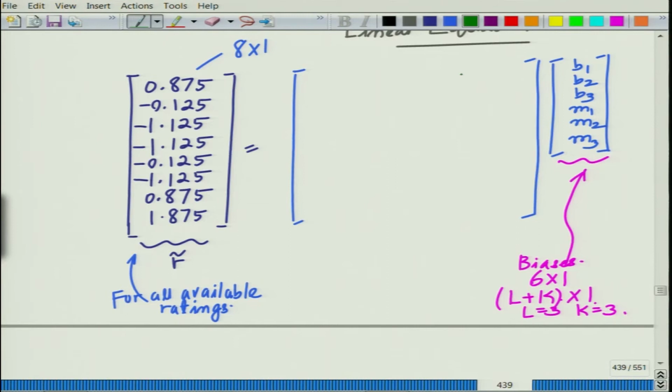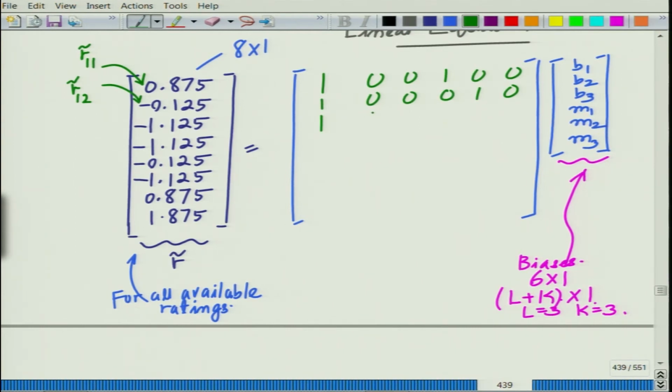And you have the matrix which relates these R tildes to these biases. Okay. So, essentially you have 0.875 equal to B 1 plus M 1. So, I will have 1 0 0 1 0 0, and this is for instance your R tilde 1 1. The next entry is R tilde 1 2. So, this would be B 1 plus M 2, that is 1 0 0 0 1 0. Next is your R tilde 1 3.